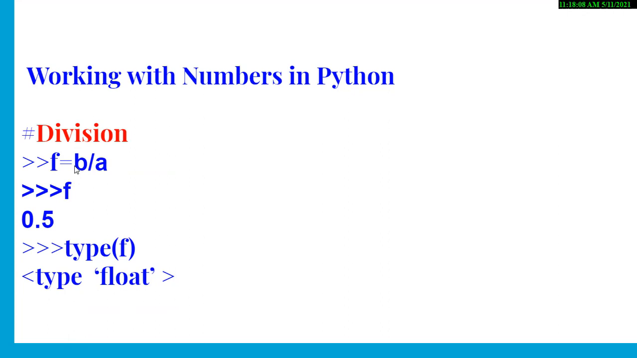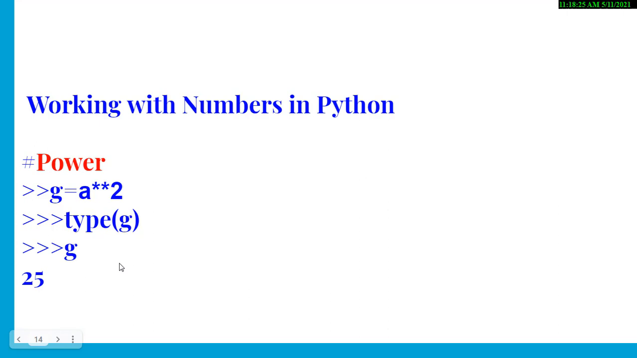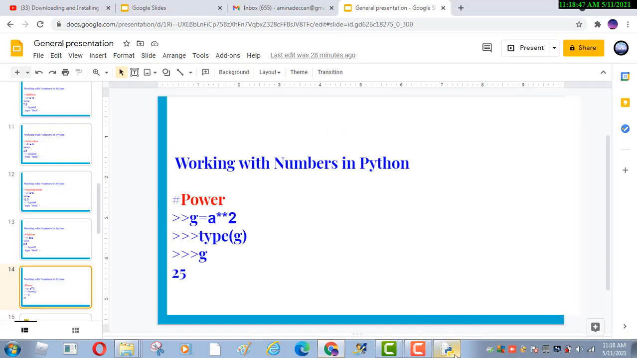Similarly, for the case of division, b divided by a is equal to f. f is a new variable wherein the answer of b by a is stored. If I want to know the type, I need to write type f. Over here it is a float decimal number. And power is whenever we want to find the power, so we write a into 2, and type g, you will get the answer. Okay, now let us put these values in our Python shell and have a look at it.